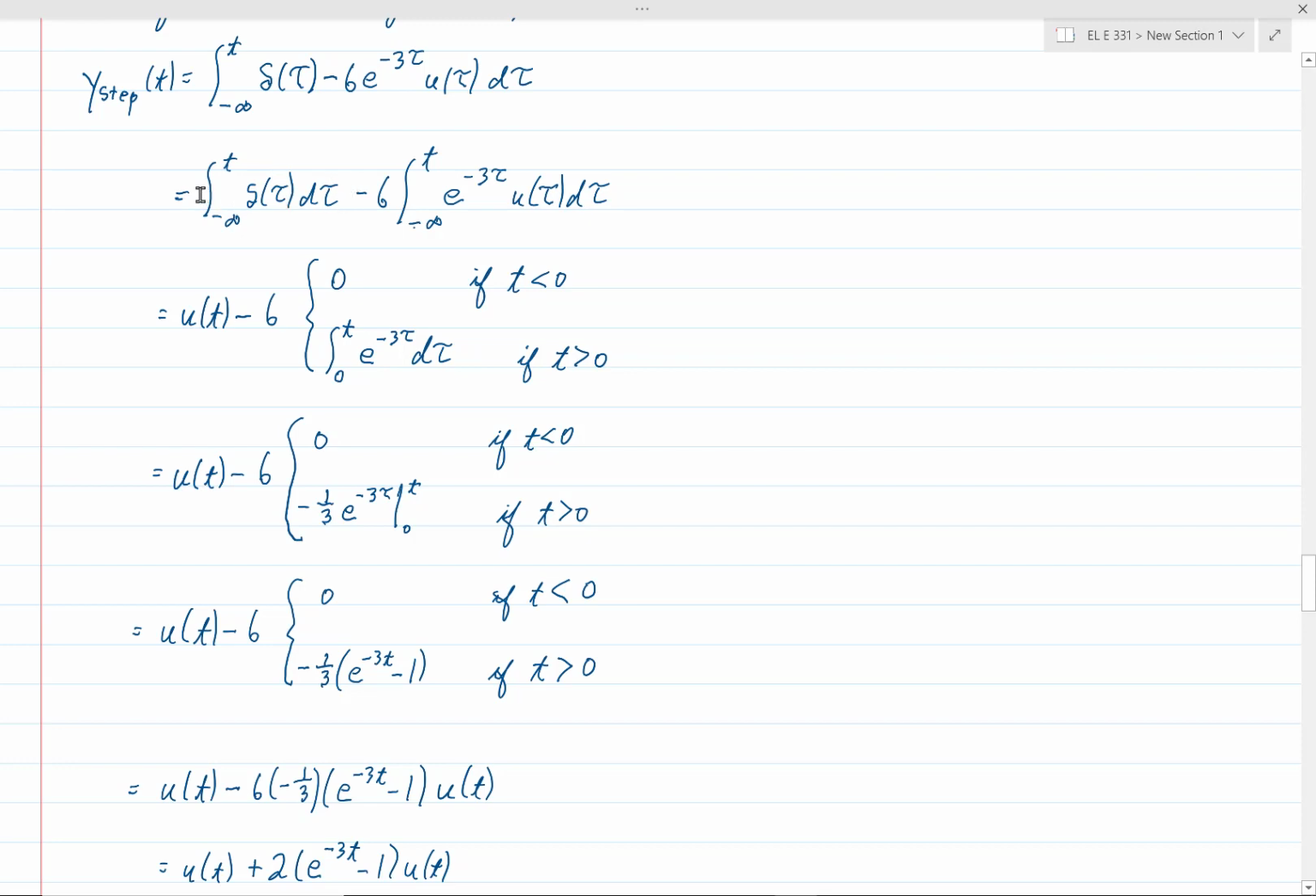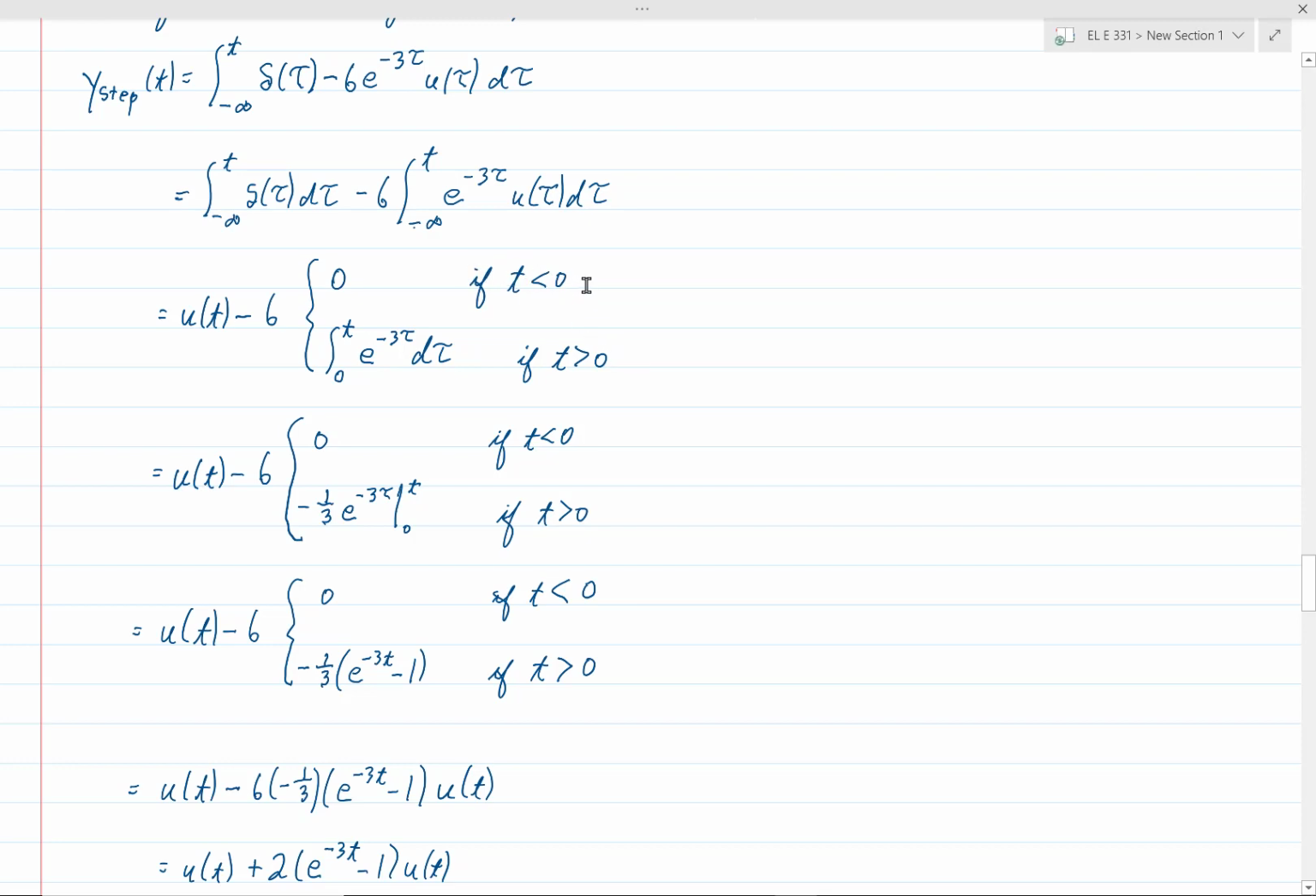We already know that the integral of the delta function from -infinity to t is u of t. But it's the second one that's a little bit tricky, so we're going to do this very carefully. So the -6 I bring out here in front, and then I'm going to have a bracket because I need to evaluate this integral for two different cases. I'm going to evaluate the integral when t is less than 0, and also evaluate it when t is greater than 0.